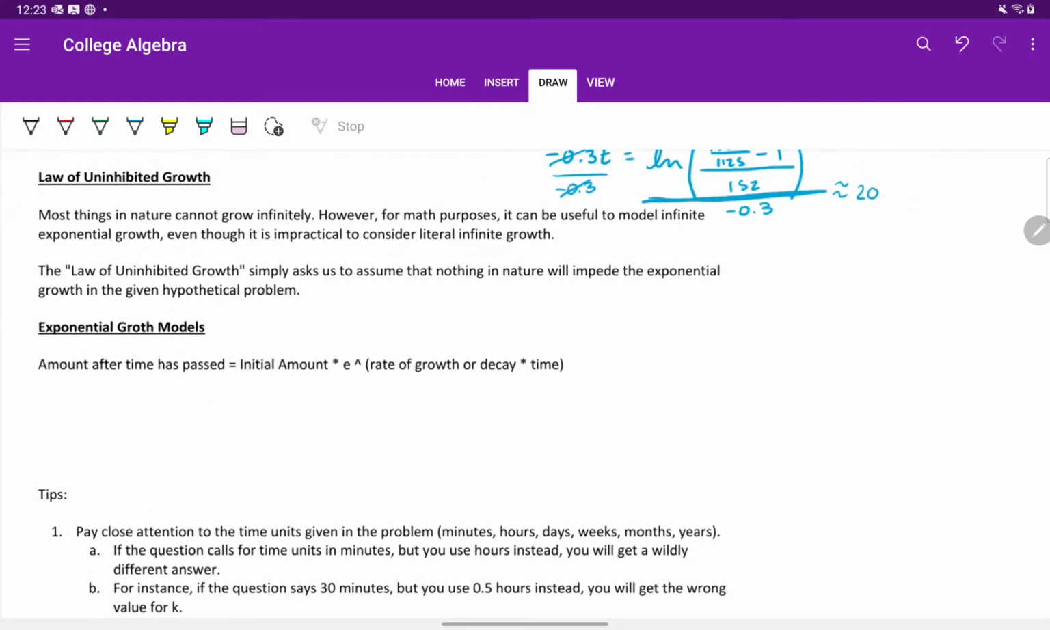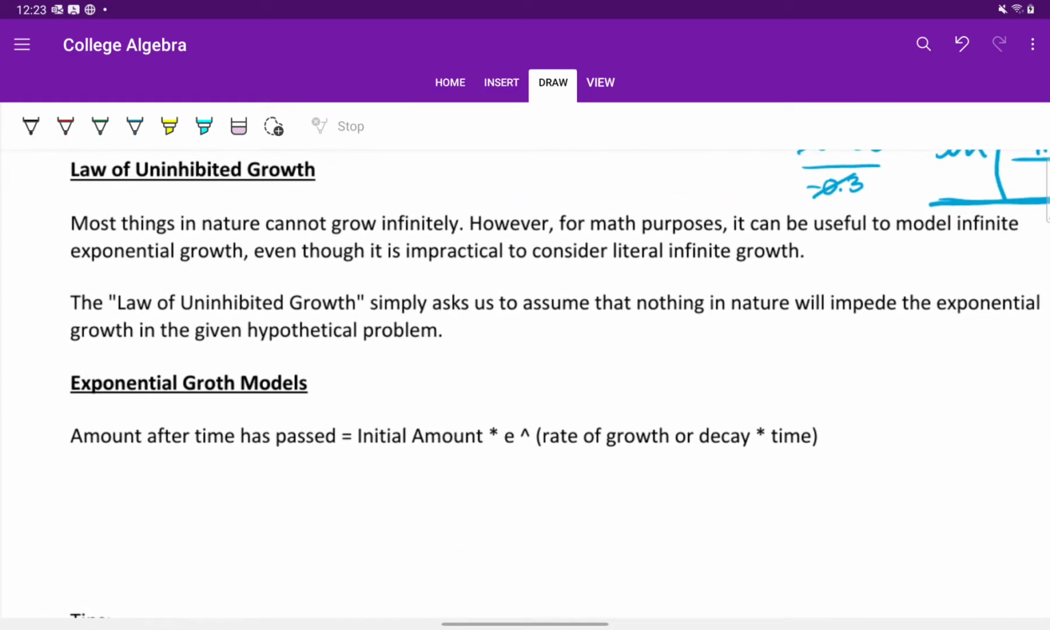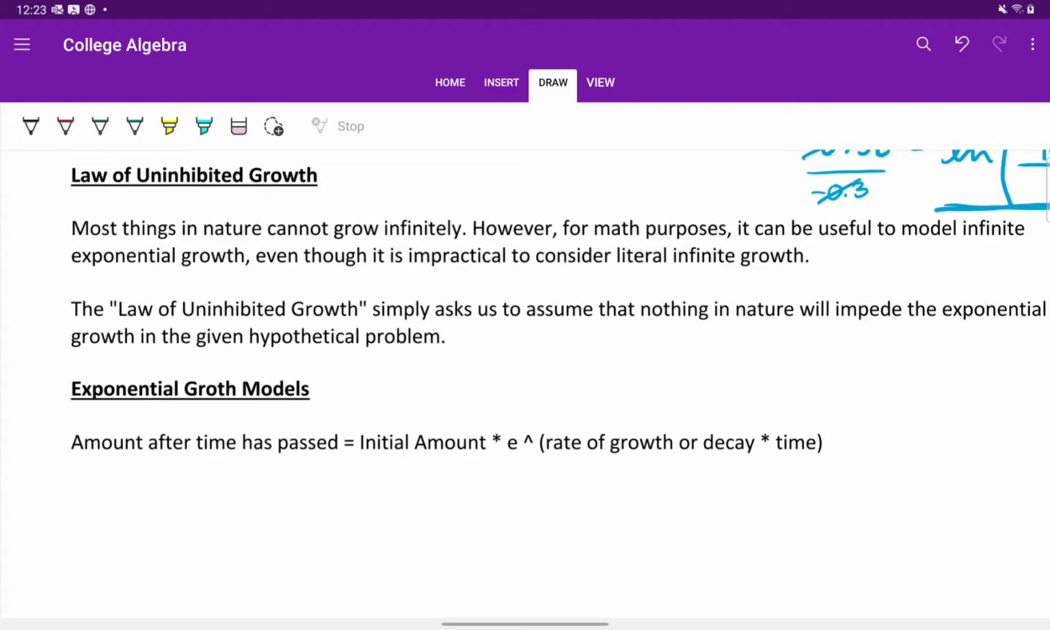Okay, I want to introduce a new concept here. There is this concept that you might encounter when you're doing your homework problems. It's called the law of uninhibited growth. The deal is, most things in nature do not grow infinitely. For instance, if you encounter a problem that says the population of rabbits doubles every week, that isn't going to be true forever. The population of rabbits can't double indefinitely because eventually there'd be so many rabbits that they would cover the entire Earth and then the entire solar system and then the entire universe.